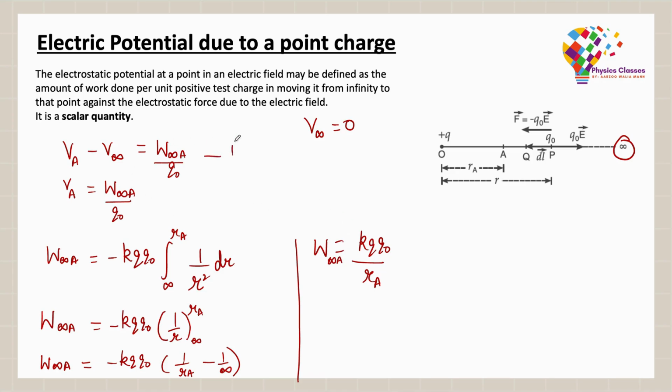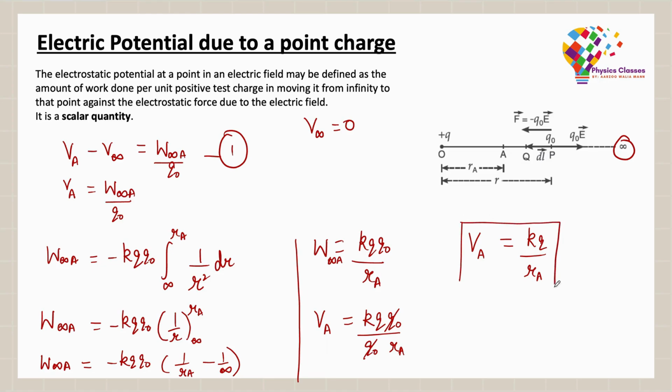Now as per definition, again if I use equation 1, then VA minus V infinity, or simply VA, can be defined as KQ Q naught divided by Q naught times RA. So Q naught gets cancelled, and my potential at any point A can be written as KQ by RA, where RA is the distance of A from the charge Q. This is the expression for electric potential at any point. So the difference is only between infinity and a point, and between 2 points A and B.